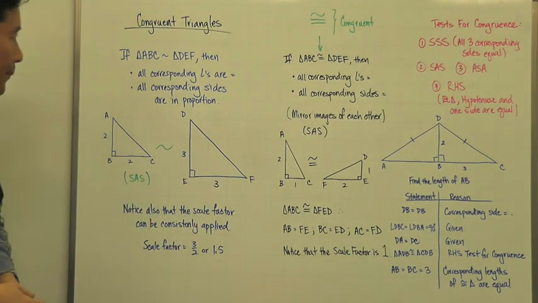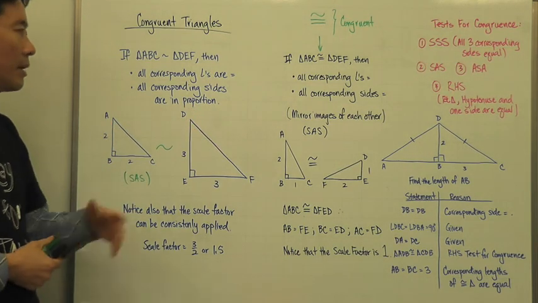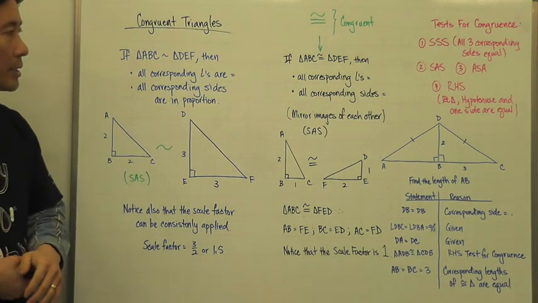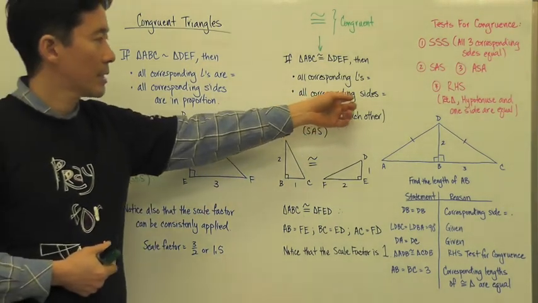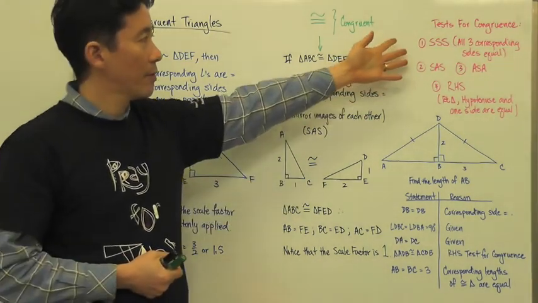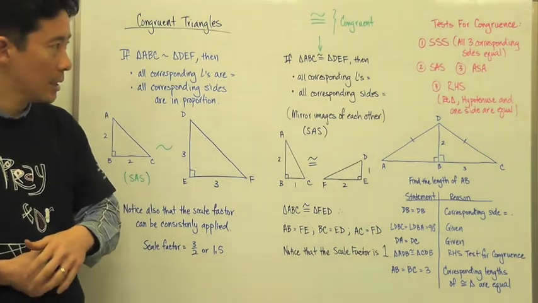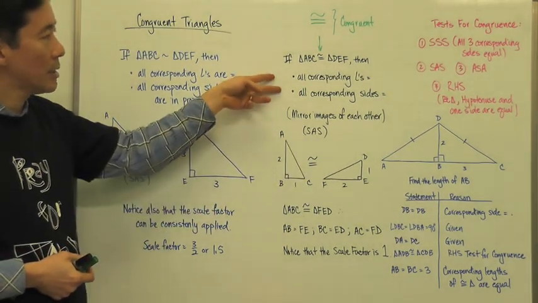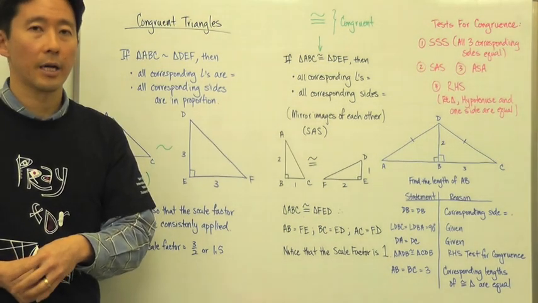So let's go ahead and wrap up. Again, there are some very clear relationships between similarity and congruence, except that congruence is a much stronger relationship because of all the corresponding sides being equal as opposed to being in proportion. We need to remember the 4 tests for congruency to show that two triangles are indeed congruent, and once they are congruent to each other, then we can use these 2 pieces of information to determine desired angles or desired sides.